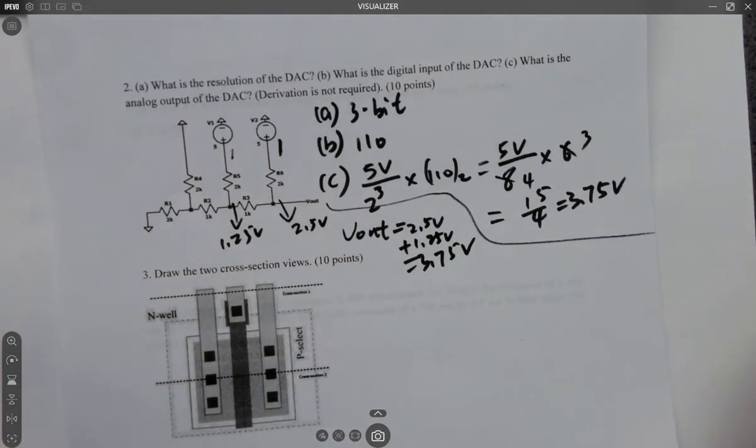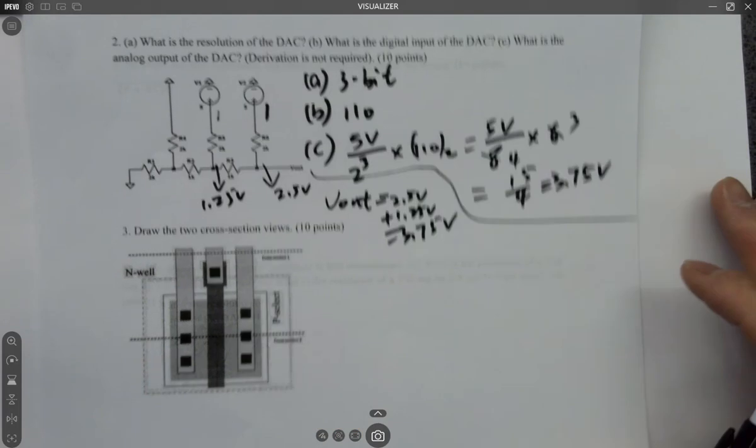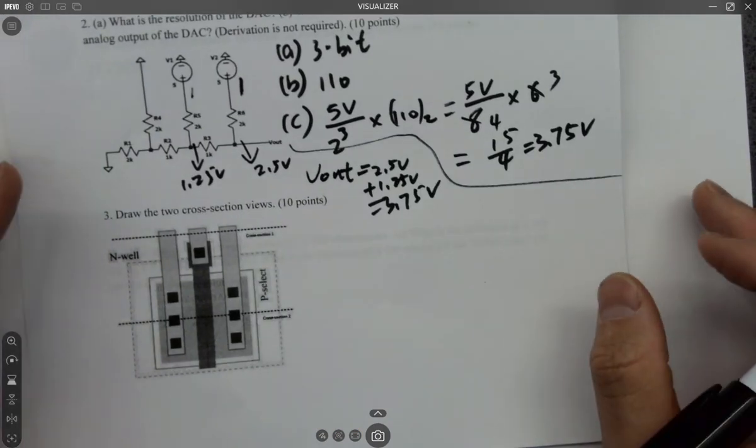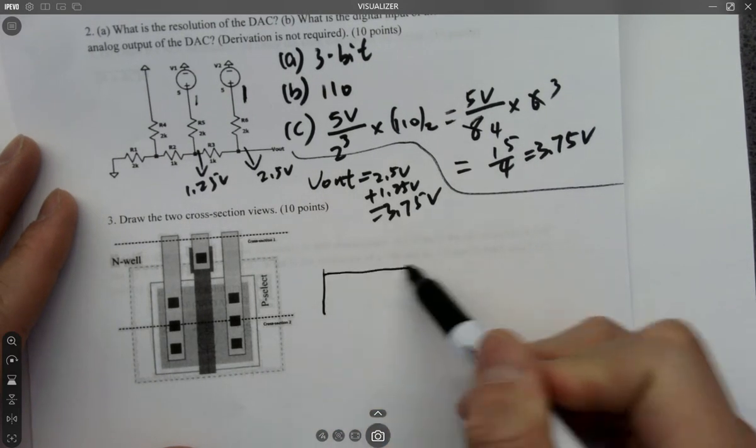Probably only 2 to 3 of you get everything correct over here. Cross-sectional views. So for the first one, nothing fancy here.